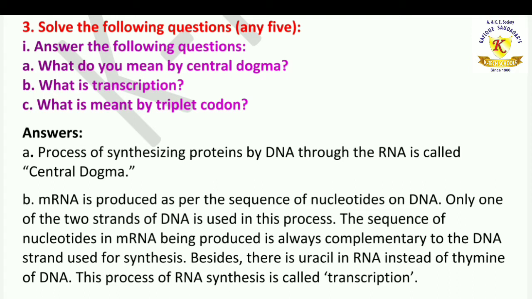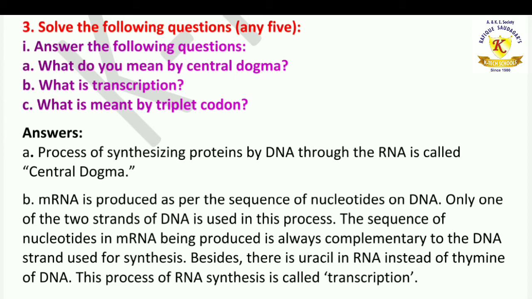B. What is transcription? Answer. mRNA is produced as per the sequence of nucleotides on DNA. Only one of the 2 strands of DNA is used in this process. The sequence of nucleotides in mRNA being produced is always complementary to the DNA strand used for synthesis. Besides, there is uracil in RNA instead of thymine of DNA. So this process of RNA synthesis is called transcription.